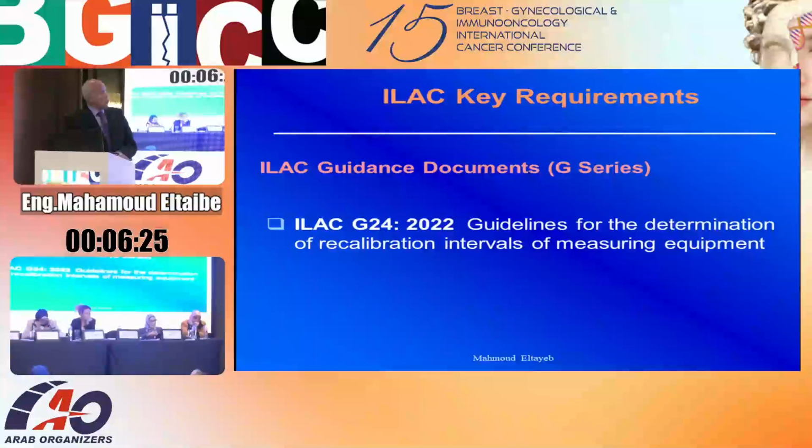The last one, which is G24, was issued just 2 weeks ago. It is in December, or 3 weeks ago. It was published in December 2022. This is the guideline for determination of recalibration intervals of measuring equipment. The problem for all biobank people, or for medical labs or calibration and testing labs, is at what time do I calibrate my equipment? What is the period for calibration? What is the due date of calibration? This guidance document is a helpful document. You can go through this one to ensure how I can determine the due date for calibration.